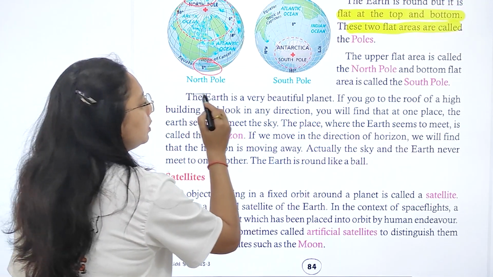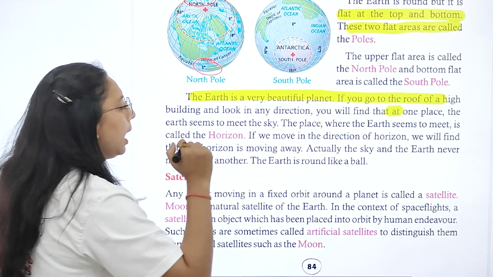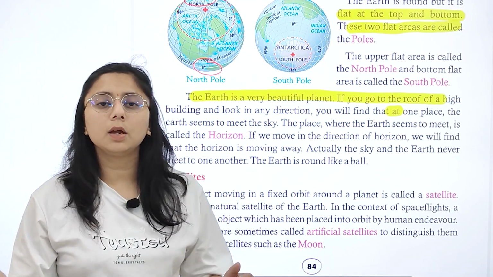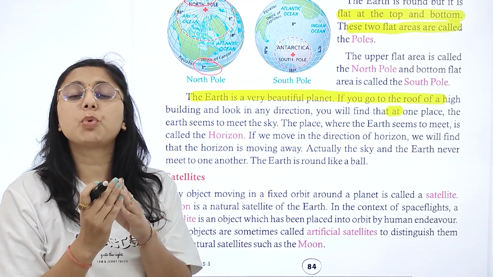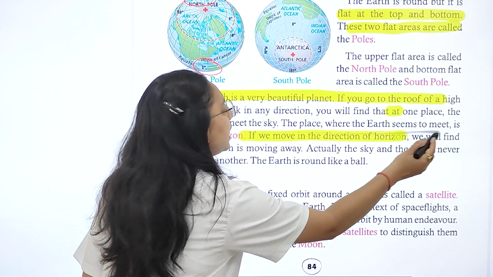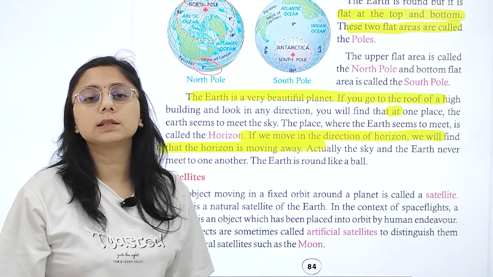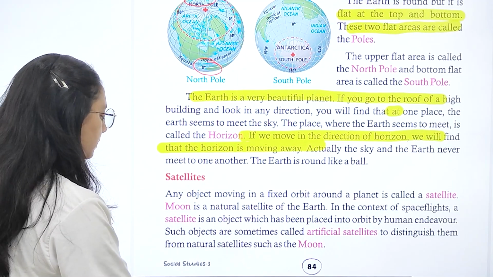Now the Earth is a very beautiful planet. If you go on the roof of a high building and look in any direction, आपको ऐसा लगेगा कि अर्थ और आपका लैंड मीट कर रहे हैं. उस पॉइंट को क्या कहा जाता है? Horizon. It is known as horizon. If we move in the direction of the horizon, we will find that the horizon is also moving, right? तो अर्थ कैसा होता है? It's round like a ball.